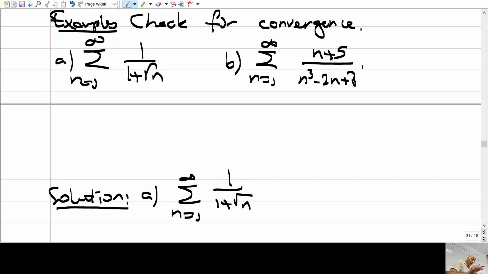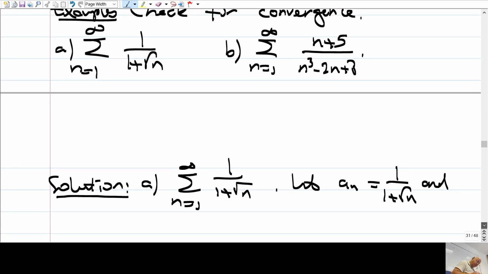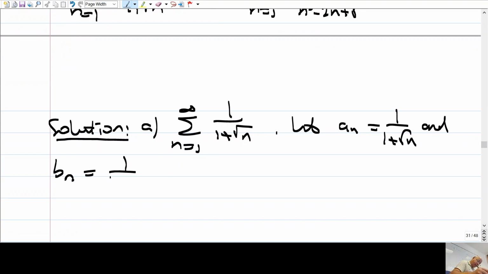Since this is the limit comparison test, I should understand how this term will behave for big n values. If n is very big, this 1 has no importance, so this will behave as if it were 1 over square root of n. So this is a p series where p is 1/2, and by the p test it is divergent. Therefore this will be divergent. So let a_n be just 1 over 1 plus square root of n, and b_n be just 1 over square root of n.